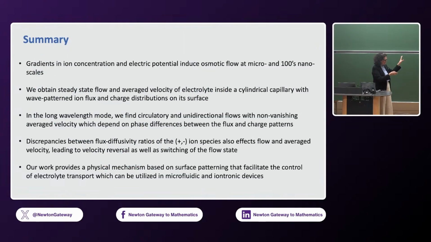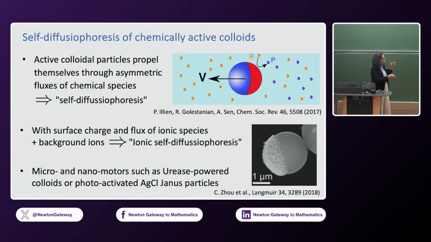So this is a summary of this part, and I wanted to show another part, but I'm going to summarize very quickly. Basically, you get these gradients in ion concentration and electric potential, which induce this osmotic flow, and we can obtain a steady flow and average velocities in the capillary when it's patterned by these fluxes inside, and the modes can induce these circulatory and unidirectional effects. There are differences in the type of flow you get, depending on whether you switch the ions to change the direction. And so hopefully it will be applicable to some things.